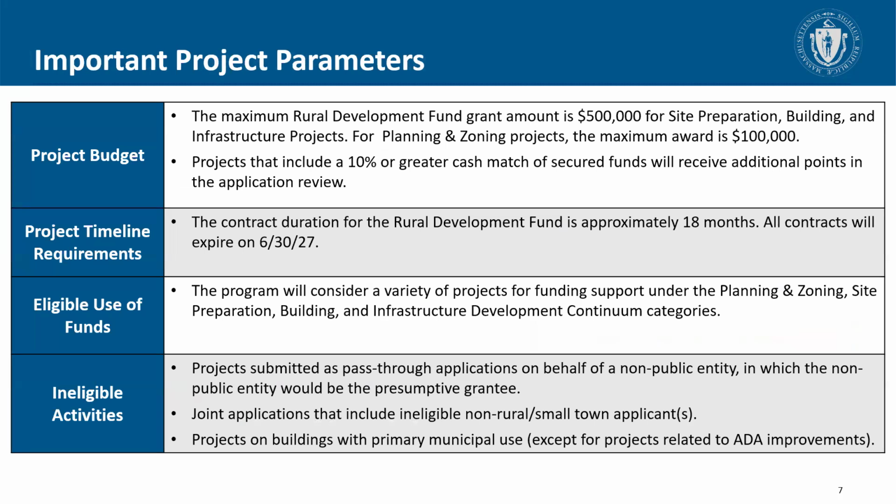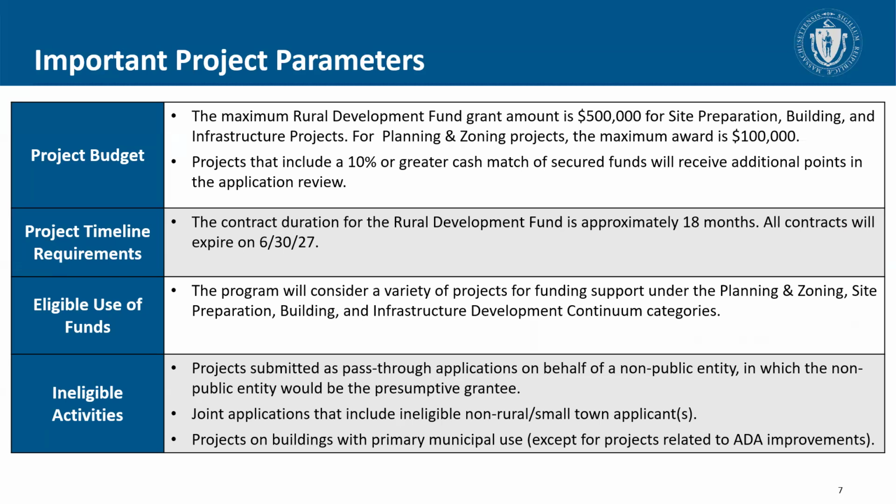There are several important project parameters that will help you determine if your project aligns with RDF. For project budget, keep in mind that the maximum award for site preparation, building, and infrastructure projects is $500,000, while the maximum award for planning and zoning projects is $100,000. Match funds are not required, but projects that include a 10% or greater cash match will receive additional points in the application review.